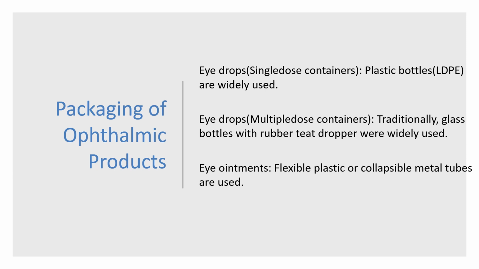Now, when we talk about the packaging of ophthalmic products, two types of containers are in use. First is the single dose container. As the name indicates, they contain only a single dose packed into plastic bottles composed of LDPE, or they may be multiple dose containers. Traditional glass bottles with rubber teat droppers were used, but nowadays multi-dose containers are also made up of LDPE plastics.